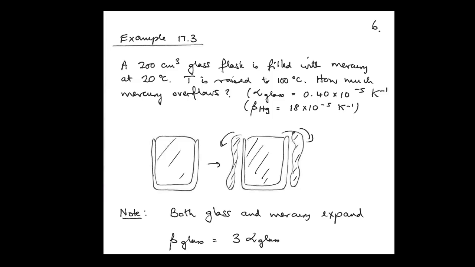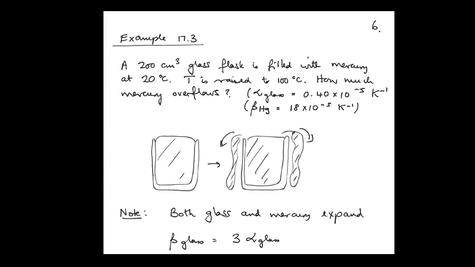Example 17.3 is about volume expansion. A 200 centimeter cube glass flask is filled with mercury at 20 degrees centigrade. The temperature is then raised to 100 degrees centigrade. How much mercury overflows? And we are given the coefficient of linear expansion of the glass and the coefficient of volume expansion of the mercury, beta Hg.